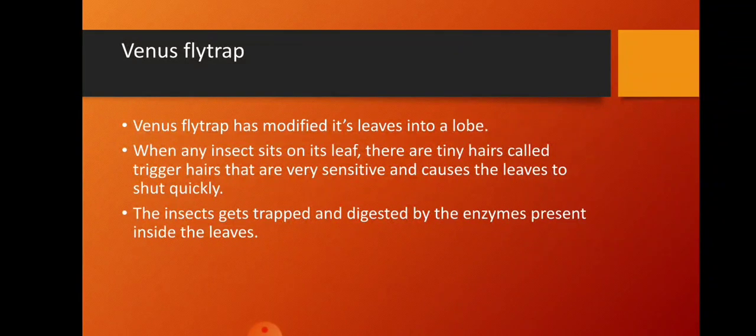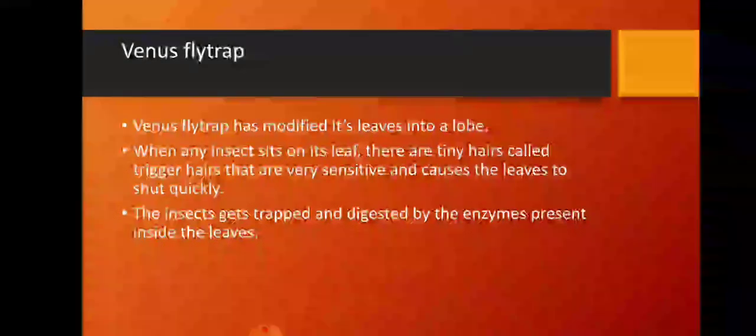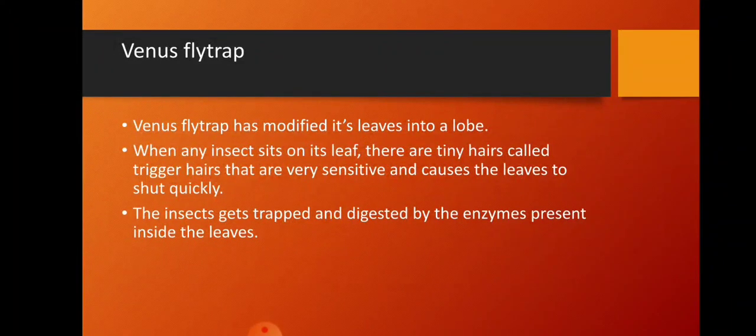Now let us have a look at Venus flytrap. Venus flytrap is again a very famous insectivorous plant. Again, all insectivorous plants undergo modification of leaves to trap insects. Here they have modified the leaves into a lobe. Lobe means a flat structure, connected to the stem like a leaf. Here the leaf, that is the lamina, folds on its own, and they have many thorn-like teeth. We will see in the video later.